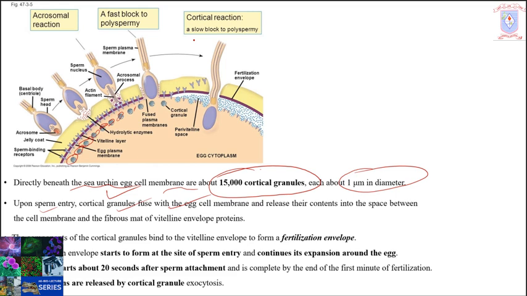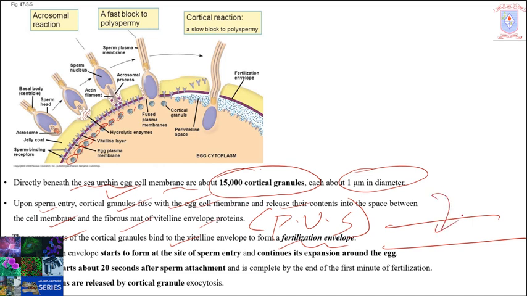So upon sperm entry, cortical granules fuse with the egg cell membrane and release their contents into the space between the cell membrane and the fibrous mat of the vitelline envelope. That space is called the perivitelline space. Okay, and the components of the cortical granules bind to the vitelline envelope to form the fertilization envelope. Because of the release of chemicals from the cortical granules into the perivitelline space, the space between the plasma membrane and the vitelline membrane is transformed into another envelope, called the fertilization envelope.